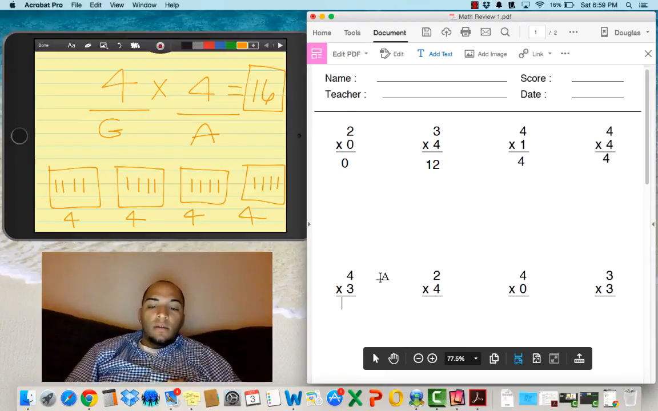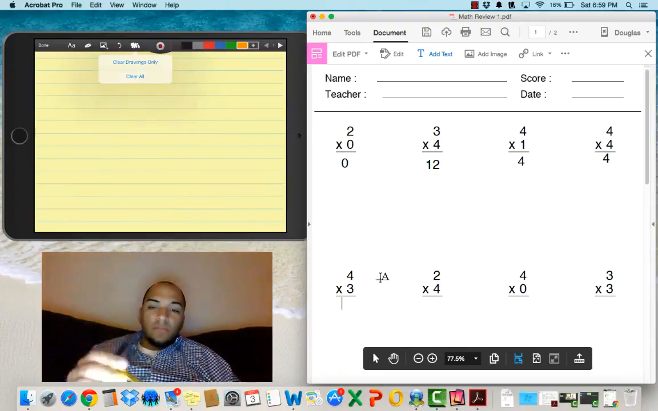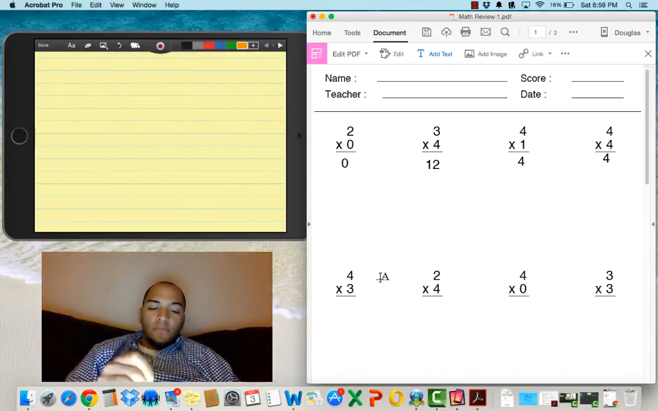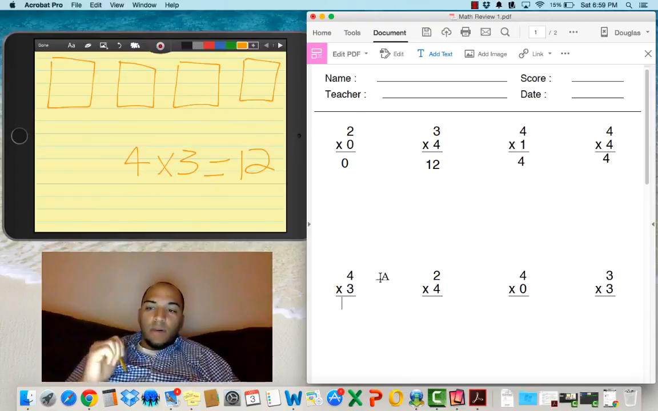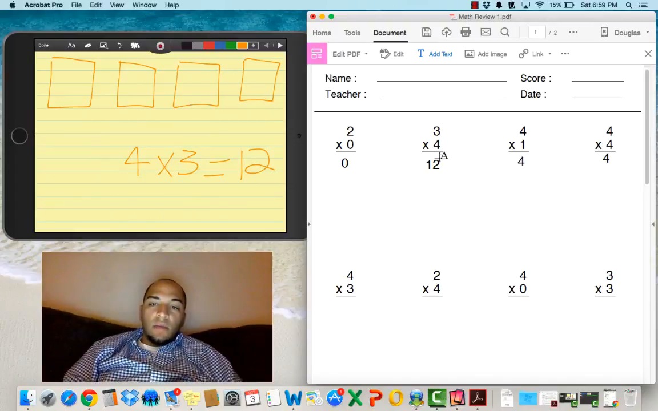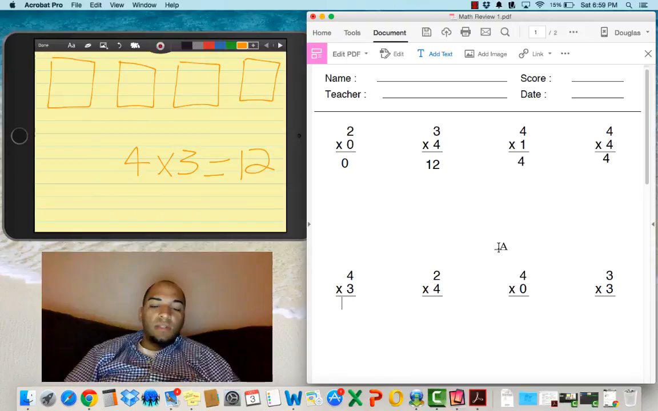Okay. Let's do the next one. We have 4 groups with 3 in each group, which also equals 12. Just like this one here. But as you'll see, the 4 comes before the 3 this time. So it's backwards. It's different. So the 4 is the number of groups, and the 3 is the amount in each group.